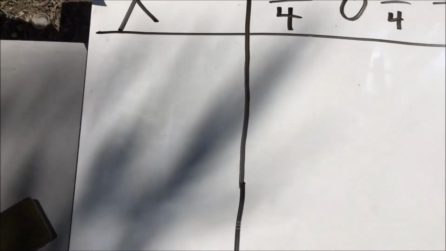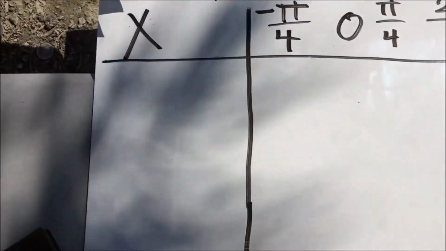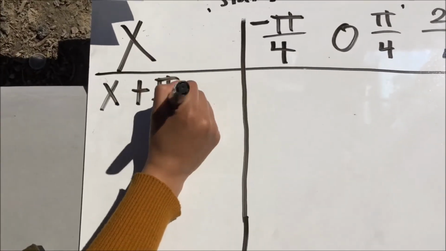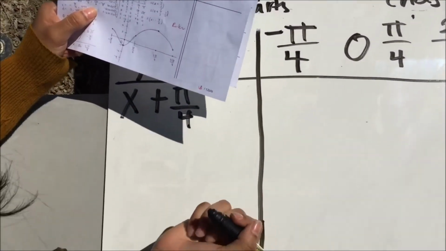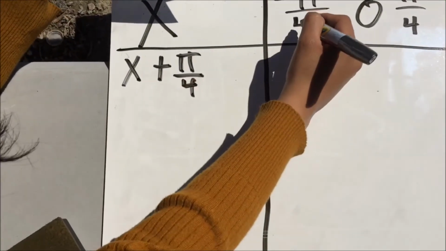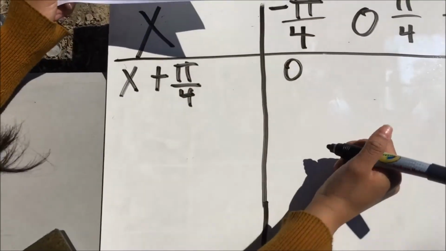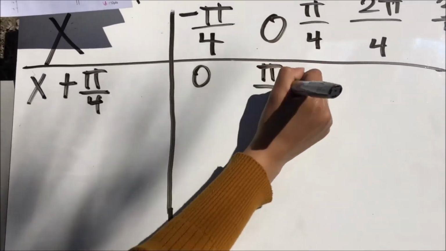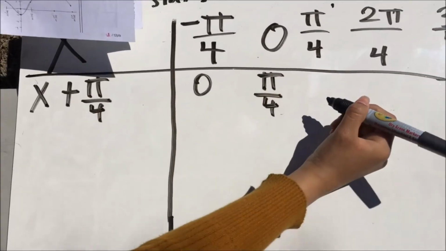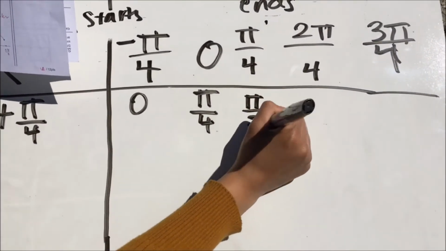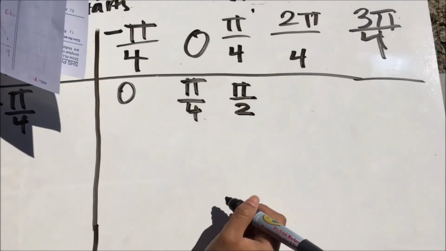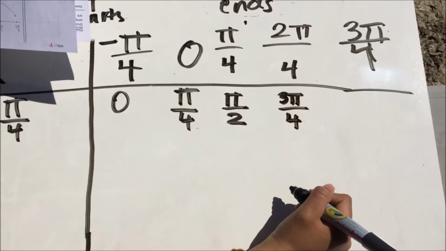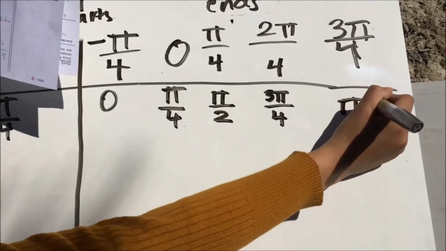And then having the equation already, we need to have x plus pi over 4, because that's the horizontal shift where we start. So plus pi over 4 and negative pi over 4 cancels out to 0. This positive pi over 4 and 0 is just pi over 4. This plus that is pi over 2. Pi over 4 plus 2 pi over 4 is 3 pi over 4. Pi over 4 plus 3 pi over 4 is just pi.